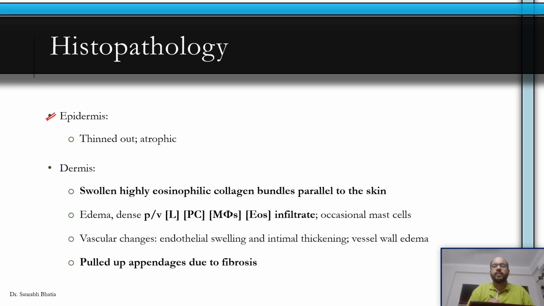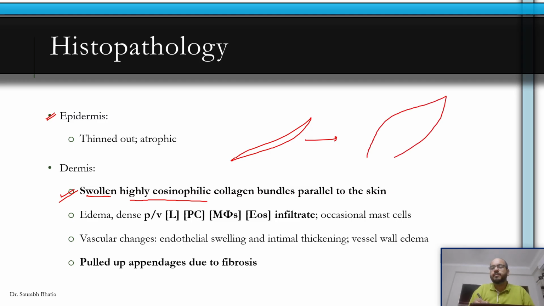In the dermis, you have the collagen bundles as highly eosinophilic and swollen. Normally, the collagen bundles in the dermis become edematous and highly eosinophilic, so the color would be orange. This is because of increased collagenesis, increased formation of collagen, and also decreased destruction of collagen. A detailed pathophysiology has already been discussed last week, where we mentioned that the collagen bundle starts to become thicker.